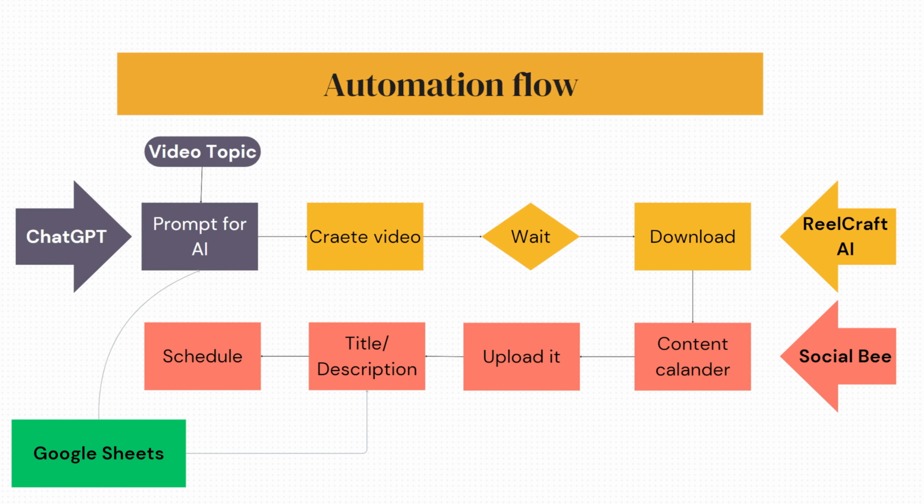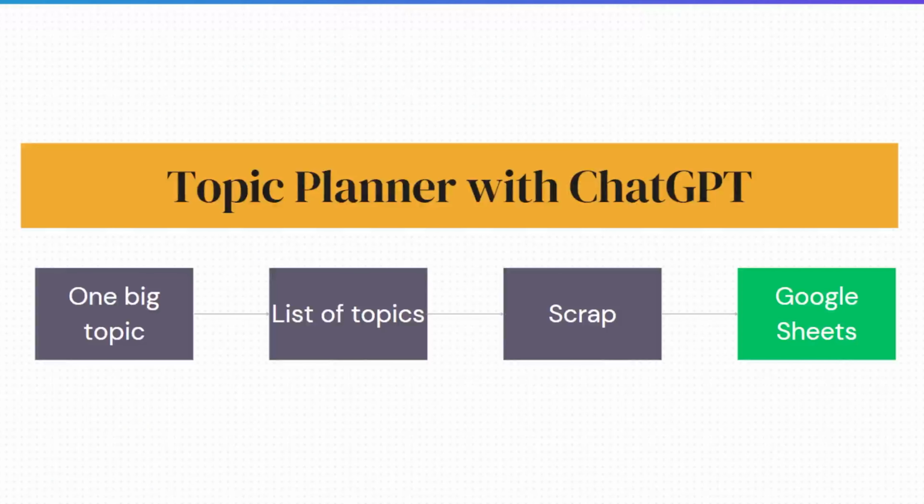When you create a video, you need a topic. In this case, you need a list of topics, so you can just click a button and get the list ready to go. So this is step 1. Get the topics. I will show you how to do it with ChatGPT and with an automation tool called Task Magic. This is one automation flow.